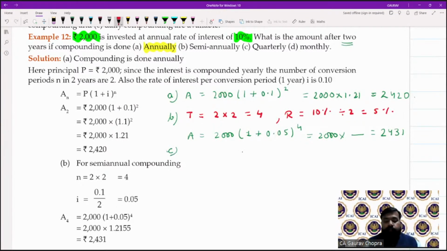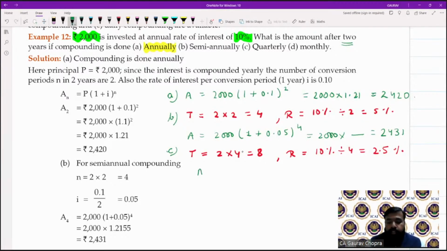Now the third case. In third case, again, we have to change the time. Now the time is this time quarterly. So 4 quarters, 2 years multiplied by 4 quarters, it will become 8. So time period is 8. Rate. Rate will be 10% divided by 4. It will become 2.5%. Rate will be 2.5%.